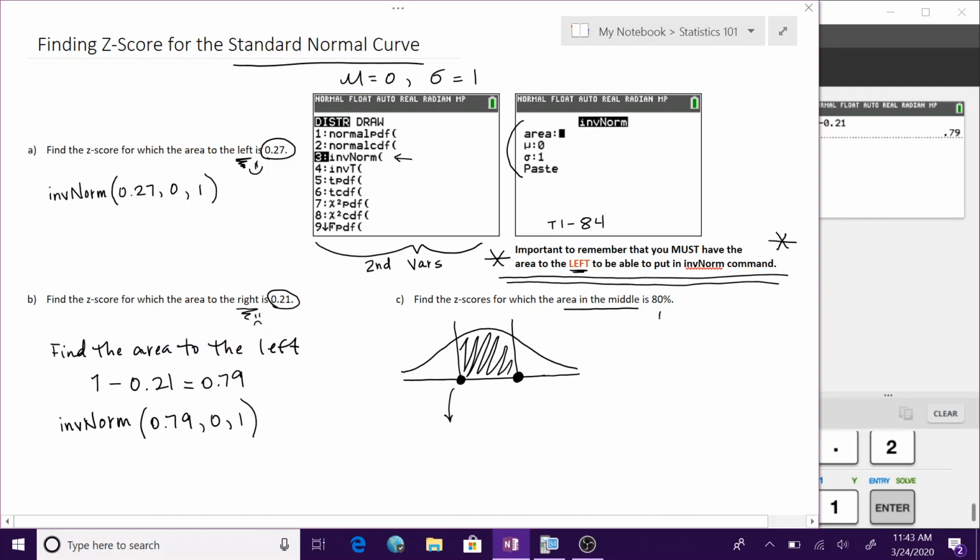So what we're going to do is take the area given and turn it into a decimal. It would be 0.80.